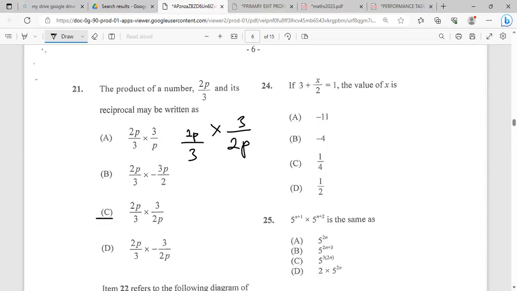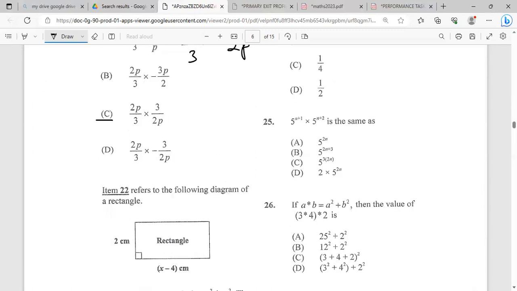C can be tricky, you know. I nearly chose one of the negatives because I didn't realize.